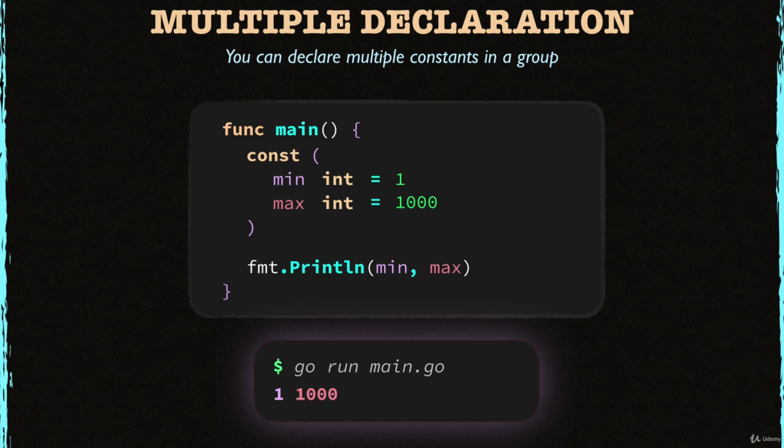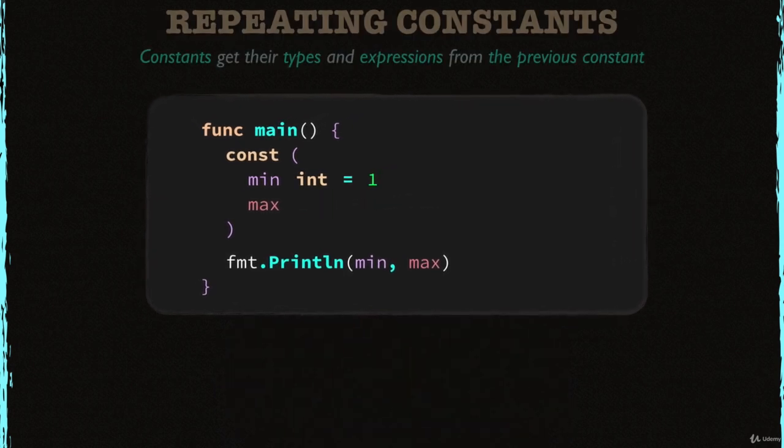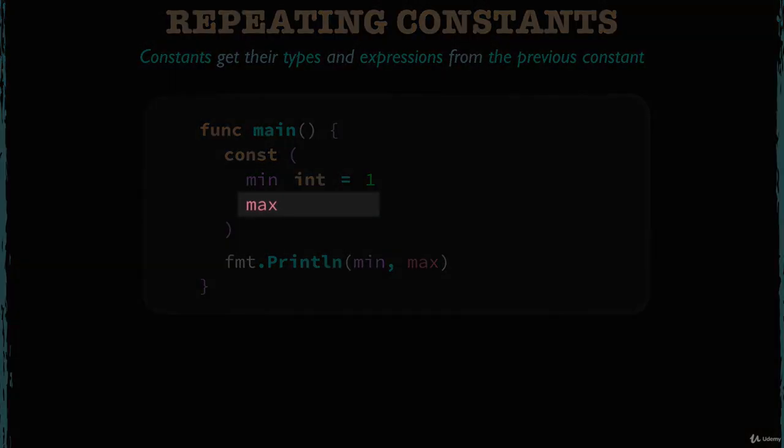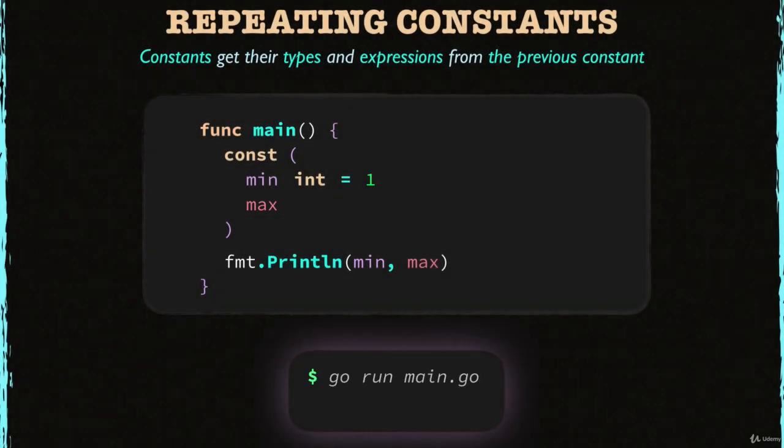So this syntax is functionally equal to the previous declaration statement, right? And it has also another interesting property that is unique only to constants. Let's check it out. I removed the second constant's type and value. Constants have to be initialized to a value, right? What will happen now? Okay, let's run it. It prints 1 and 1.